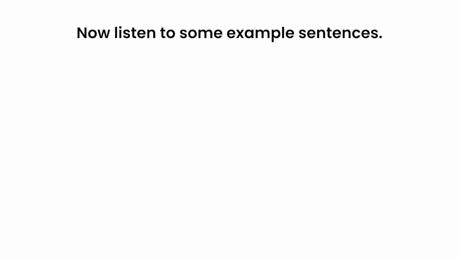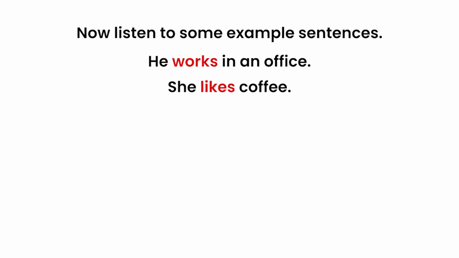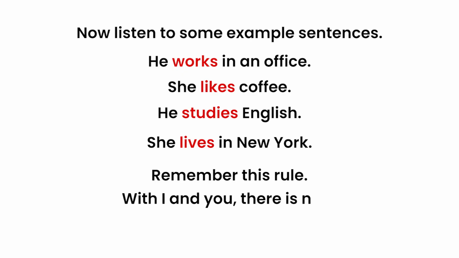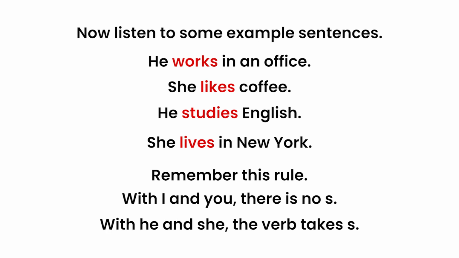Part 3. Example sentences. Now listen to some example sentences. He works in an office. She likes coffee. He studies English. She lives in New York. Remember this rule. With I and you, there is no s. With he and she, the verb takes s.